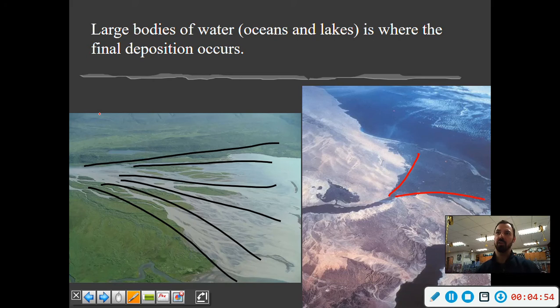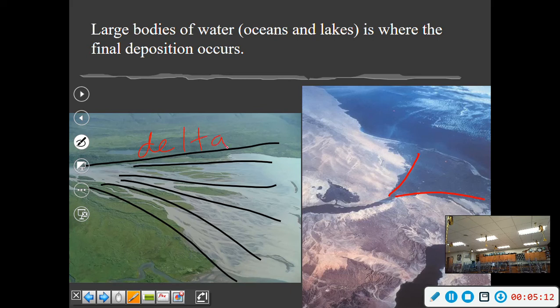Also, large bodies of water is where final deposition is going to occur. And you notice there's a triangular shape there. Whenever you see that triangular shape, we call that a delta.